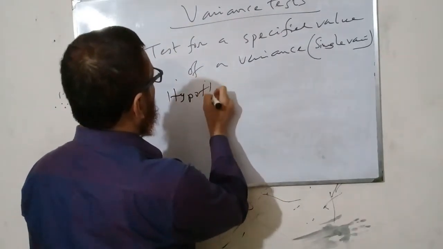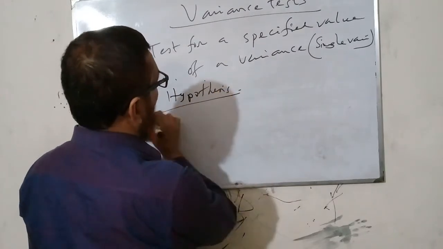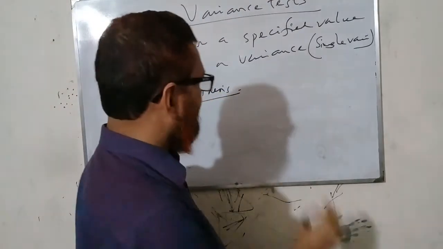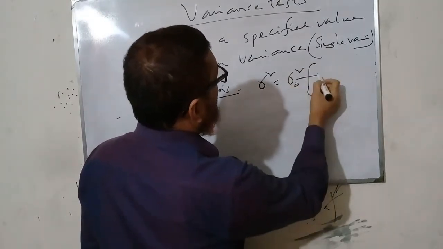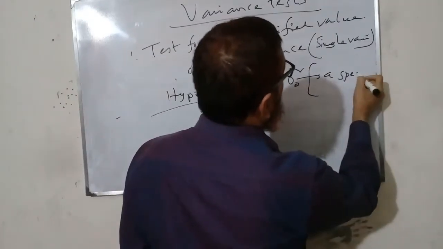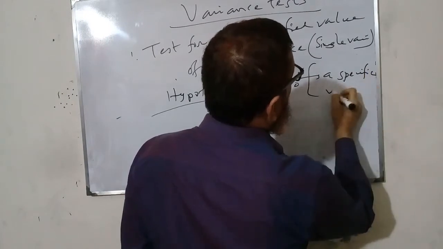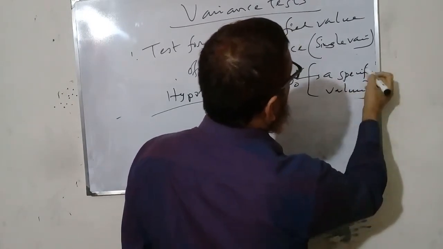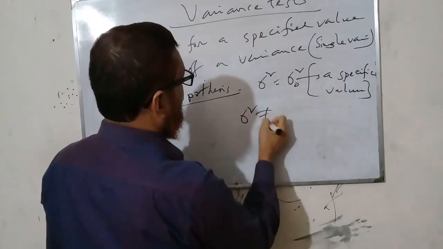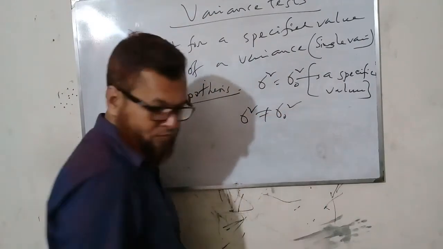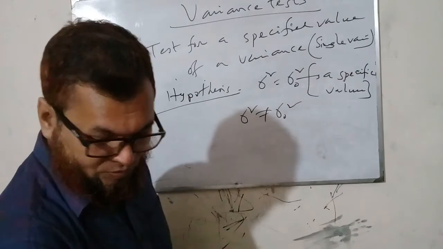Hypothesis. The null hypothesis: sigma square equals sigma 0 square. This is a specific value. Alternative: sigma square is not equal to sigma 0 square.